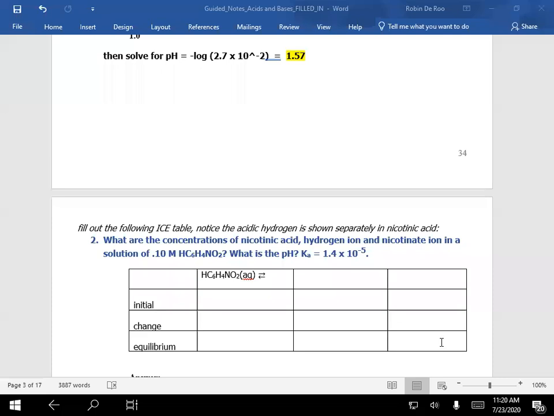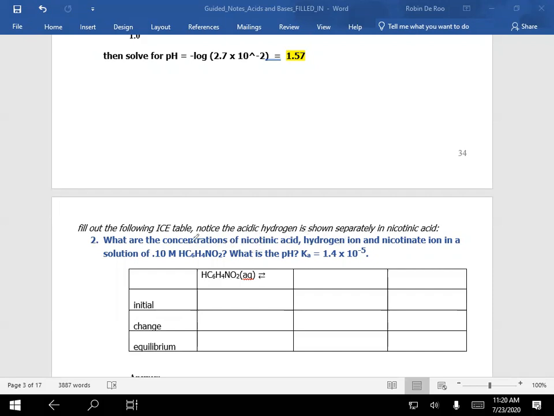Let's look at a typical problem for calculating a pH. This question is asking us to find the concentrations of nicotinic acid, hydrogen ion, and nicotinate ion in a solution of 0.1 molar, and this is the formula for nicotinic acid. It's asking for the pH, and it gives us the Ka.